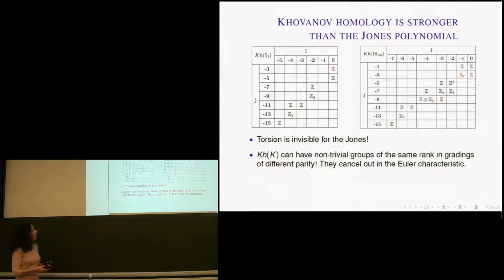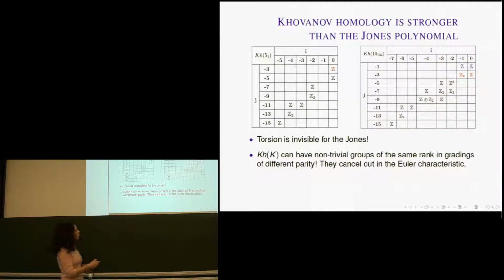Okay, and then these are my examples that Khovanov homology is stronger than the Jones polynomial. This is Khovanov homology of a knot 5_1. This is Khovanov homology of a knot 10_132. And in which ways can Khovanov homology be stronger than the Jones polynomial? So remember, if they have the same Jones polynomial, that means that the Euler characteristic of this table is the same as the Euler characteristic of this table.